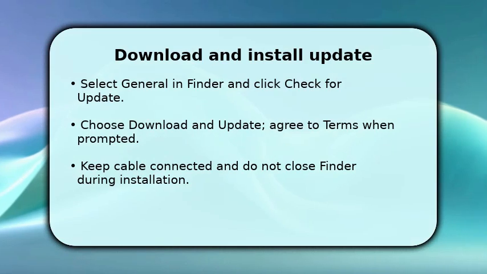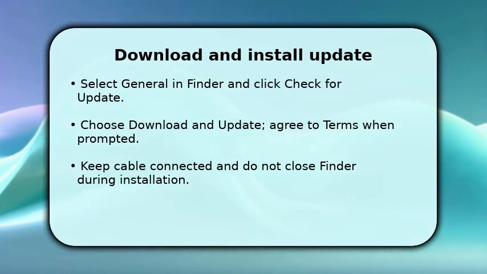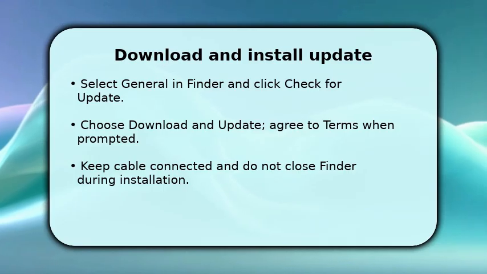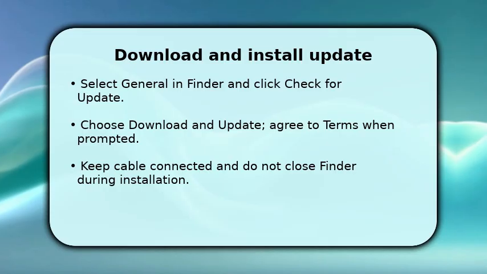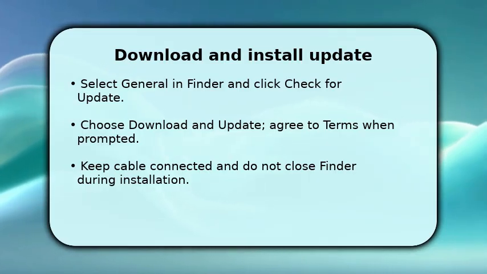With your iPhone selected in Finder, go to the General tab and click Check for Update to see available iOS versions. If an update appears, choose Download and Update. Agree to the software license when prompted so the Mac can retrieve the installer.